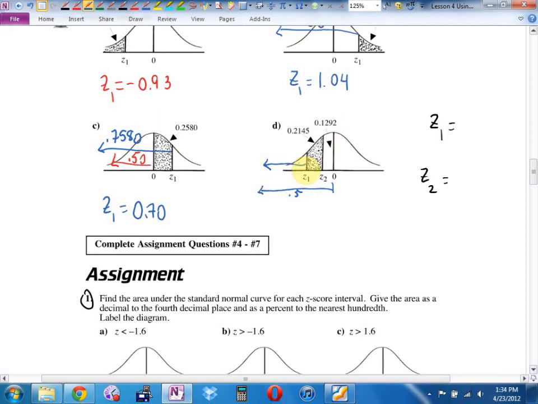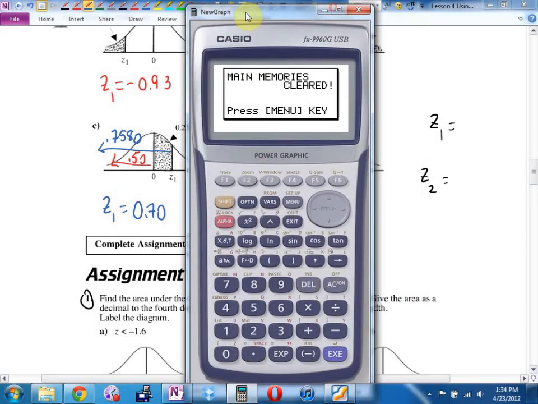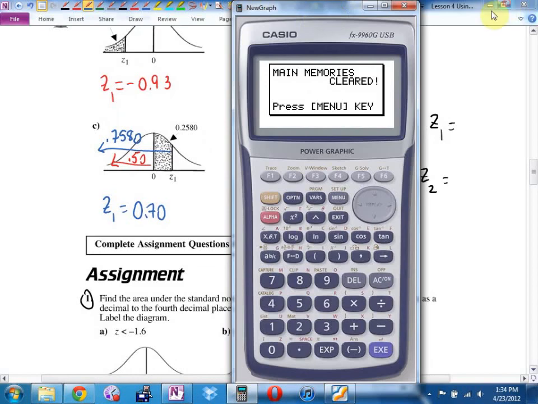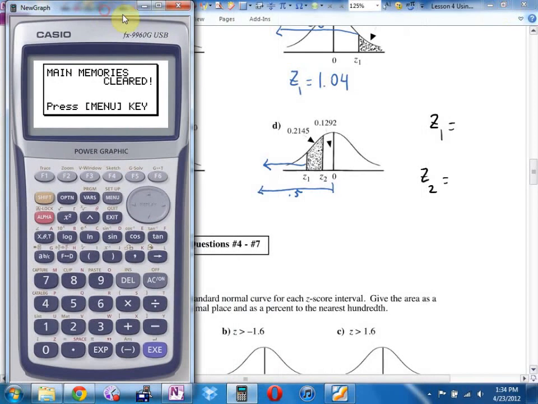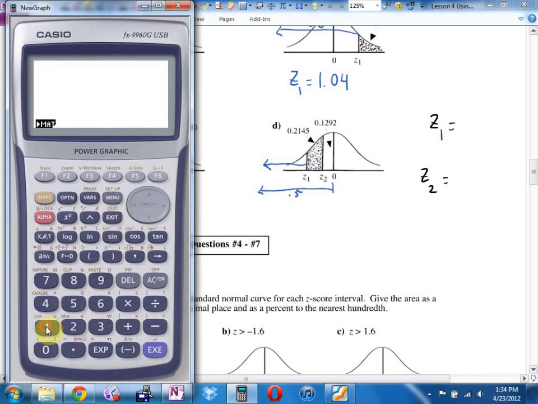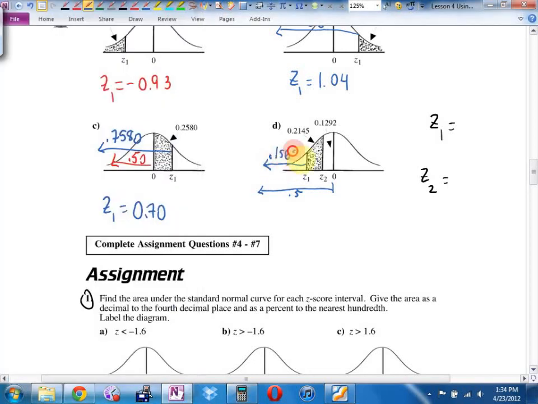0.5 minus. Okay, so I'm going to do that really quickly here. So it's going to be 0.5 minus 0.1292 minus 0.2145. And it looks like this little chunk here is 0.1563. Okay, what's Z1? What area, sorry, what Z-score gives you an area to the left of it of 0.1563?